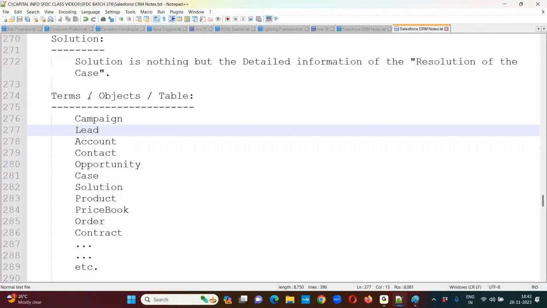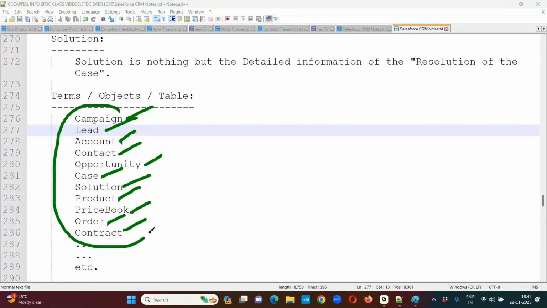These are all our objects of Salesforce. Campaign is an object. Lead object, account object, contact object, opportunity, case, solution, product, price book, order, contract. That means these are all tables. These are the various terms which we keep using every day in our daily business activities. As part of CRM, we should be aware of these terms. We also use these terms regularly in our training sessions. Understood the concept?